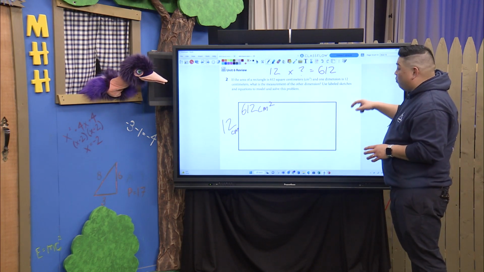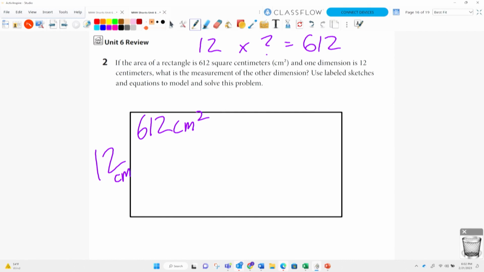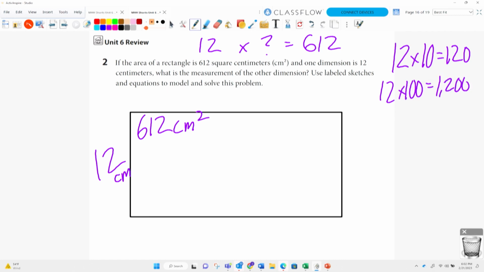Before we start, we could do one group of 12 each time, but that would literally take us forever, right? So 12 times 10, we know that's going to be 120. 12 times 100 is going to be 1,200. Which would be too much.